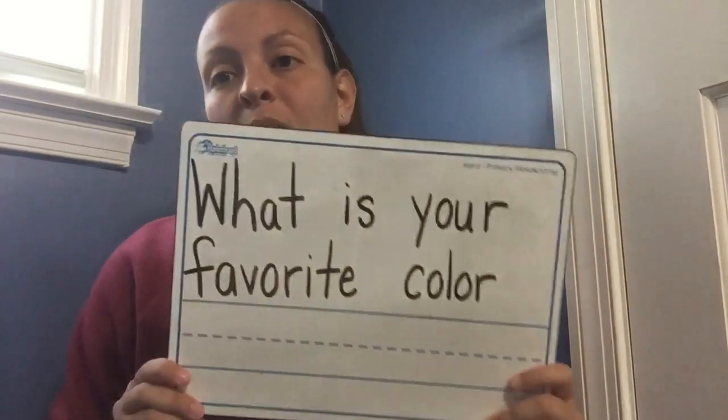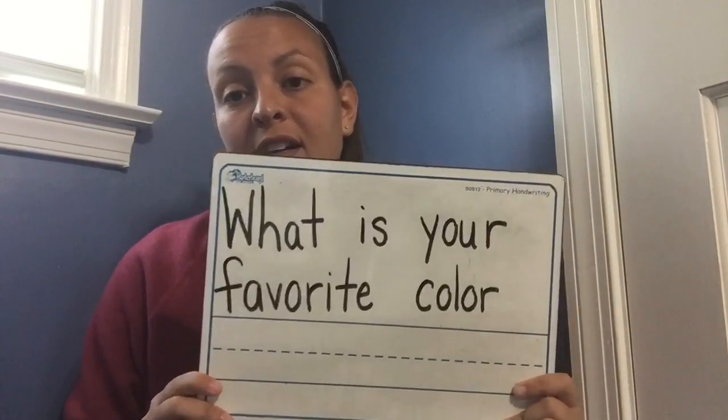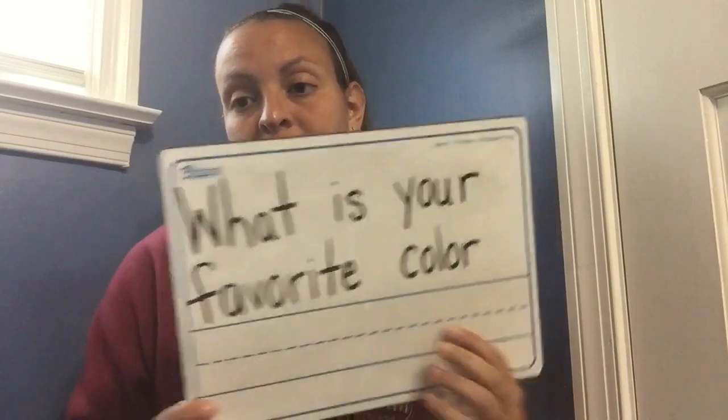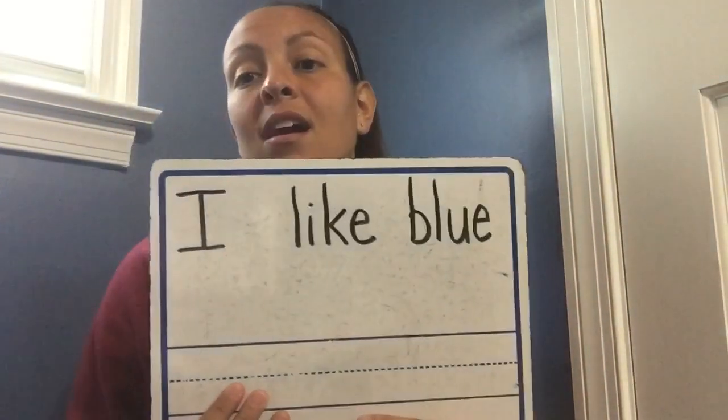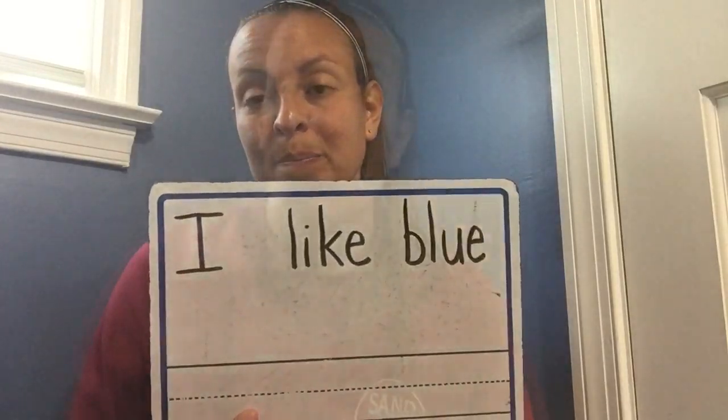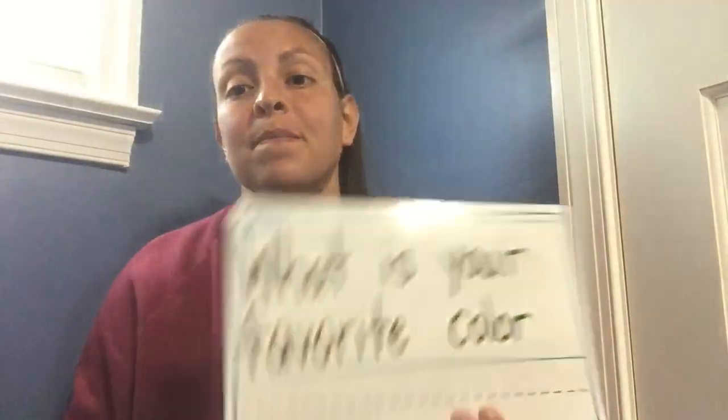Okay, now it's your turn to figure it out. I'm going to show you two different sentences, and I want to know which one is asking a question and should have a question mark at the end. All right, here's my first sentence. What is your favorite color? And here's my second sentence. I like blue. Which one of these sentences is asking a question?